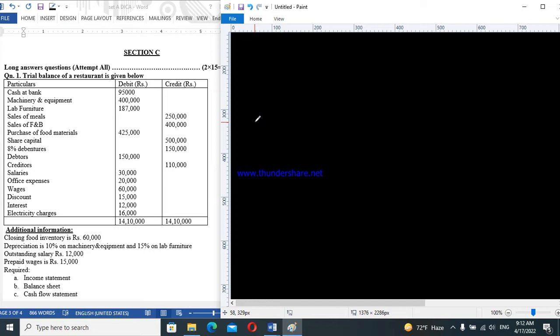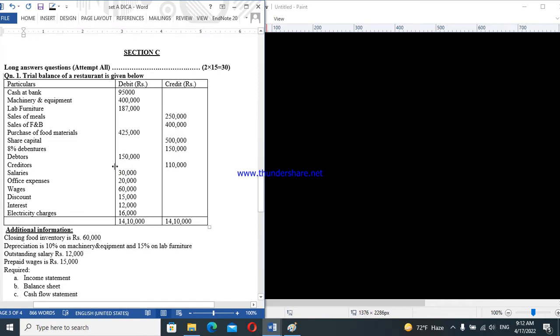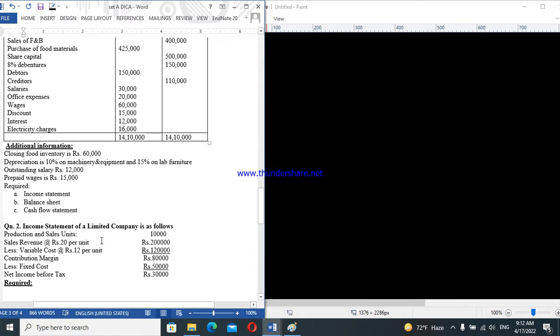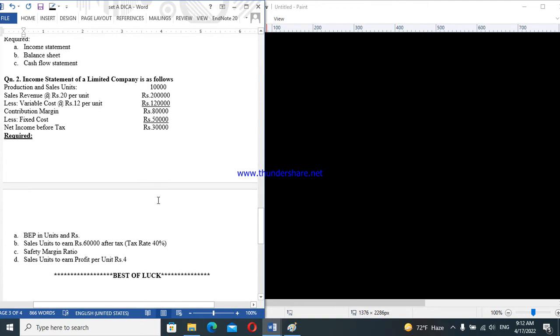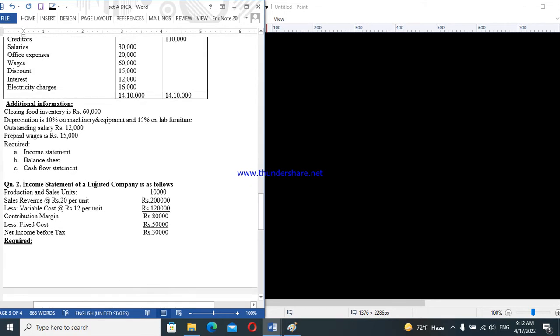Section C. Question number 1 requires calculating the income statement, balance sheet, and cash flow. The second question asks how to calculate the break-even analysis from a unit in areas by using different kinds of formulas.